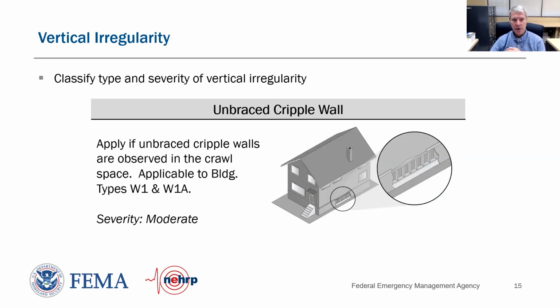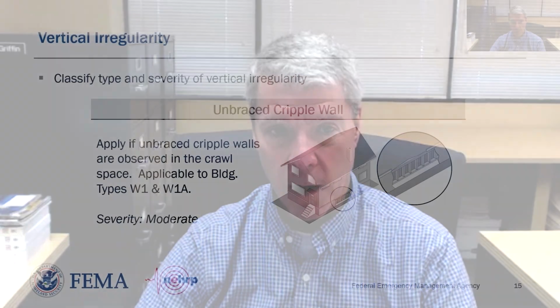The next vertical irregularity is unbraced cripple wall. We have a pictorial here of a 2-story wood frame home that has a crawl space or elevated first floor underneath it. So there's a crawl space underneath. And this is very typical of home construction in the western portion of the United States. You don't see so much of this in the central US. But it's an unbraced cripple wall.